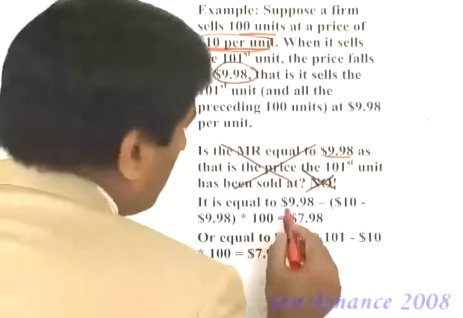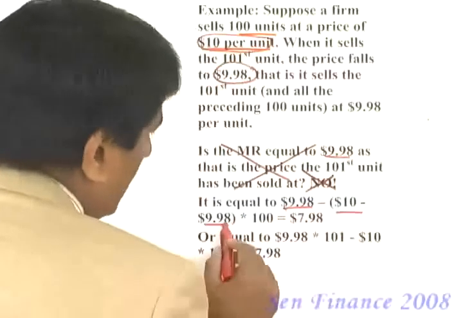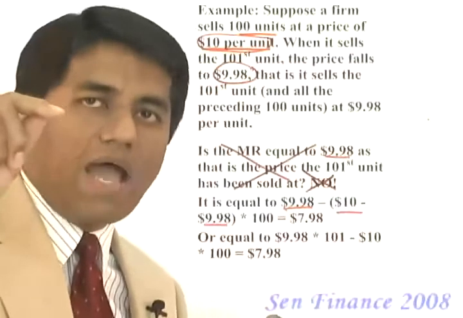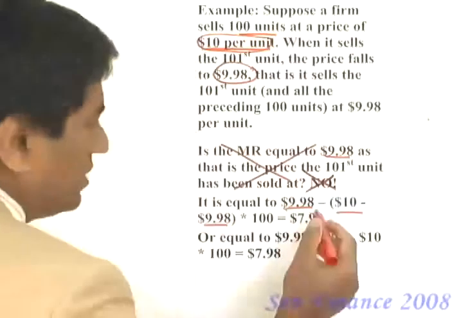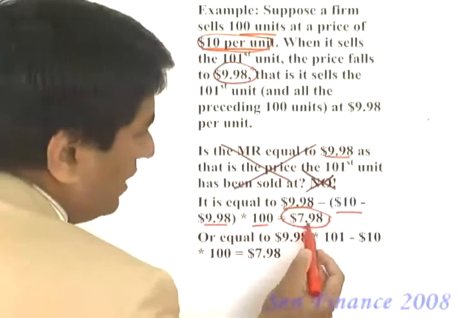So that will be $9.98 minus the fall in price on the previous units, because the previous units all experience a fall in price of 2 cents. So that will be 2 cents multiplied by 100 previous units, or that will be $7.98.